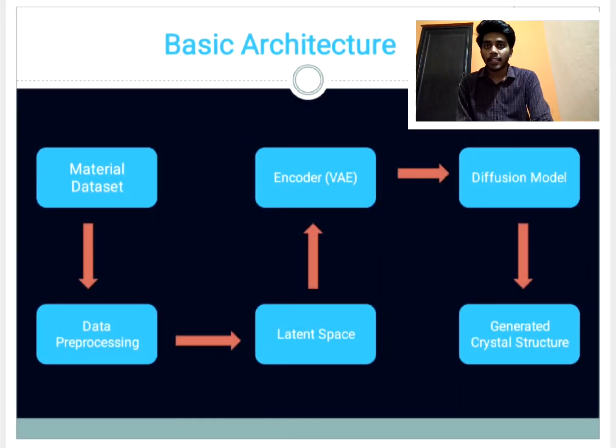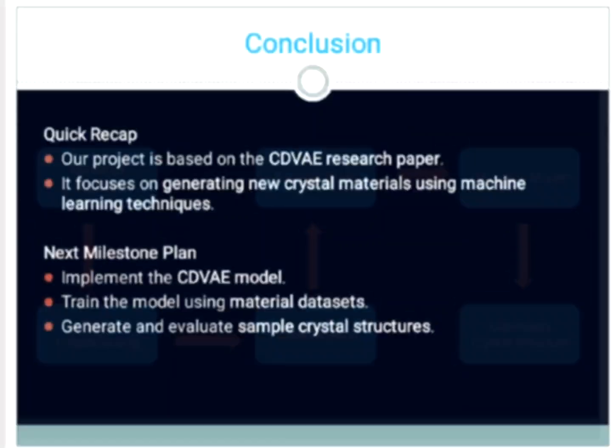Now let us look at the basic architecture of our system. The system works in three main stages. First is the input stage, where the material dataset is given to the system. Next is the processing stage, where data pre-processing and model training take place using the CDVAE model. Inside the model, the data passes through components like the encoder, latent space representation, and diffusion process. Finally, the output stage generates new crystal structures which can be analyzed further.